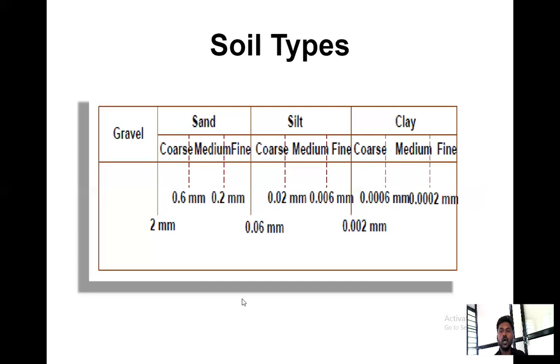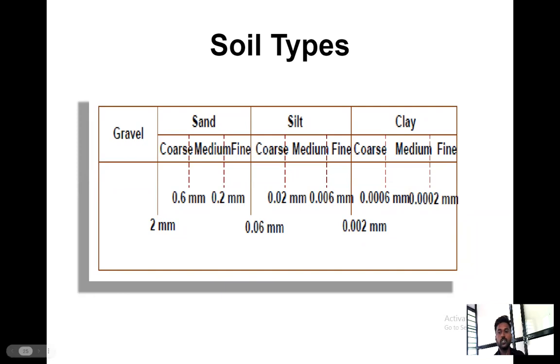So see how the soils are characterized or classified. Soil classification is done as gravel, sand, silt, and clay. If it is greater than 2 mm, it is called gravel. In between 2 mm to 0.06 mm, it is called sandy soil. If it is 0.06 mm to 0.002 mm, then it is called silty soil. And if it is less than 0.002 mm, that is 2 micron, then it is called clayey soil.